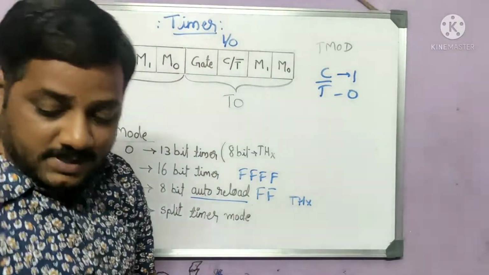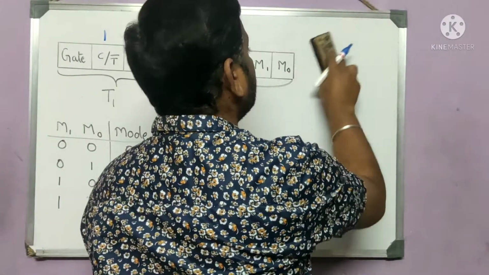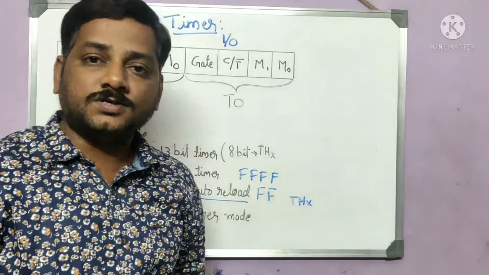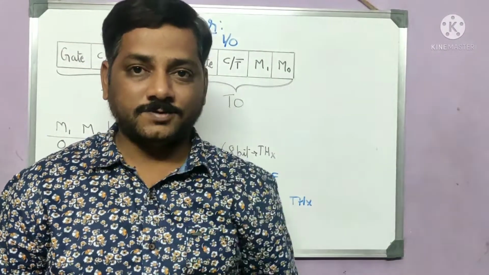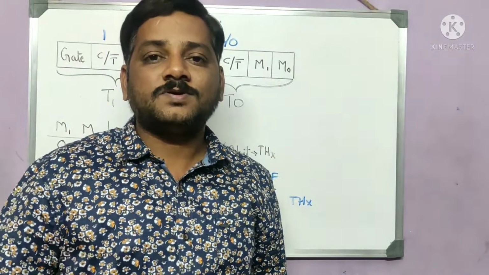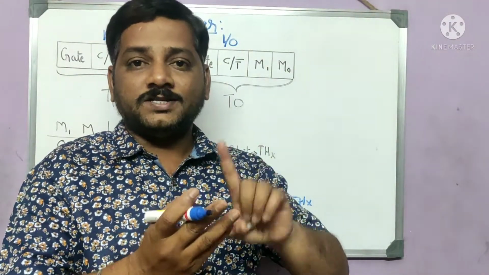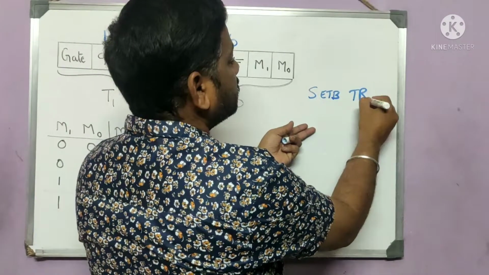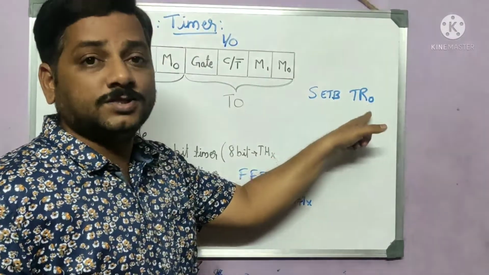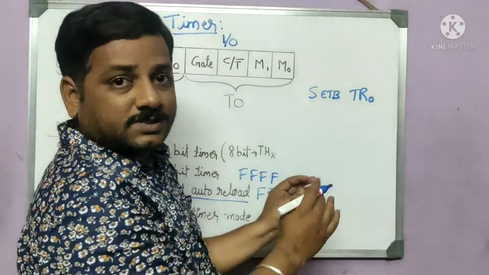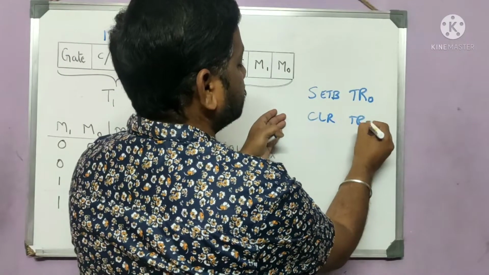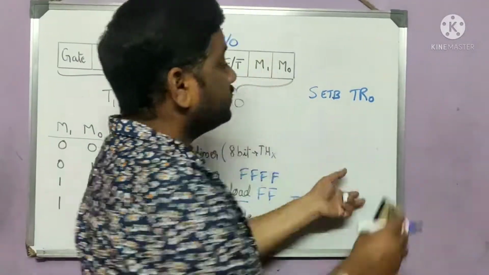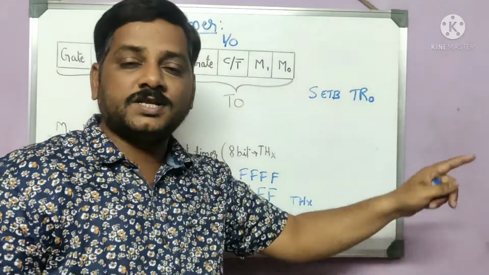Now gate. Let's see what gate is. In short, I will explain in a simple way what gate is. In any microcontroller, we have two possibilities of starting the timer. How to start the timer, right? One is by writing an instruction, like SETB TR0, set bit timer 0. It will start the timer. If you want to stop the timer, we use CLR TR0. So this is how we do it. By writing an instruction, I can start the timer.